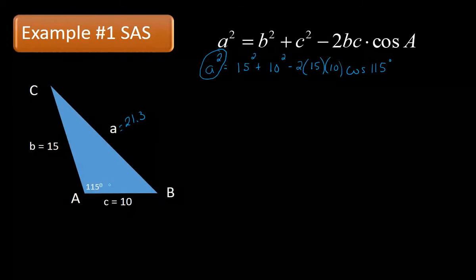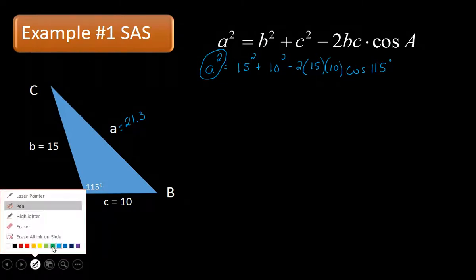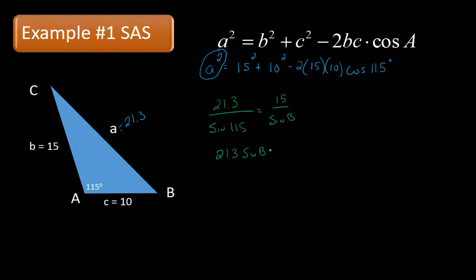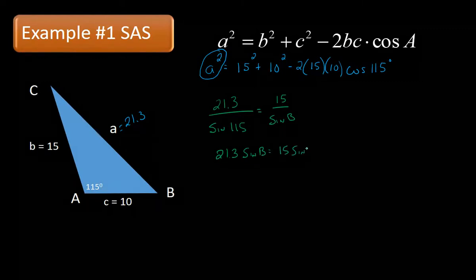We use law of sines next. Now, if you need a refresher, make sure you check out the law of sines video that was assigned prior to this. But now we have our pair. So now I will go right into using the pair of A's of 21.3 over the sine of 115, and I'll go ahead and start solving for angle B. So I'll go 15 over sine of B. I'm going to cross multiply. So 21.3 times the sine of B is equal to 15 sine of 115, and then I'll divide by 21.3.